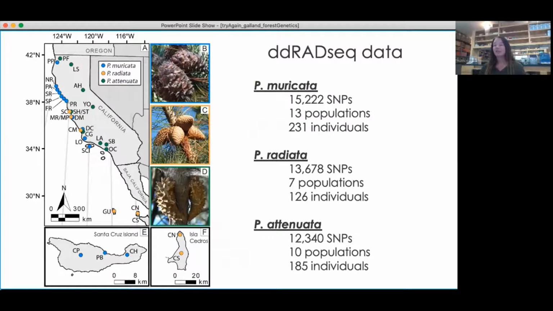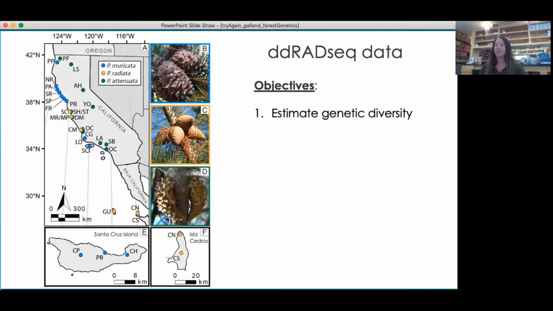So here I sampled throughout the distribution of all 3 of these species, including island populations, and we generated ddRADseq data at several thousand single nucleotide polymorphisms for each species. Now, our goals with this project included estimating genetic diversity for comparison with other pines, including those widely distributed species. Now, are diversity levels lower in these range-restricted isolated species?